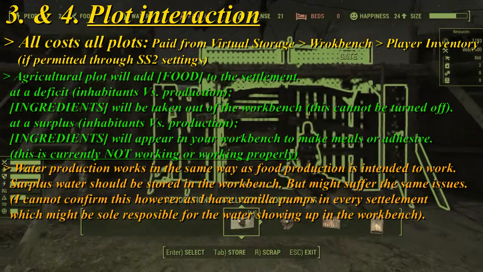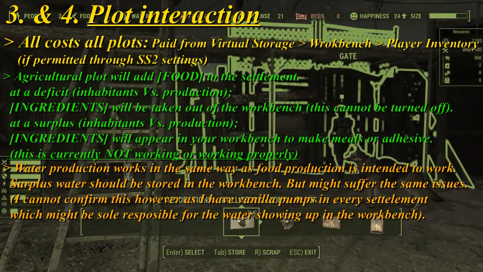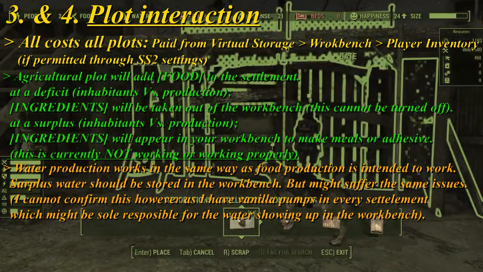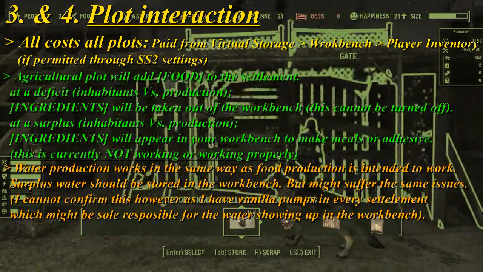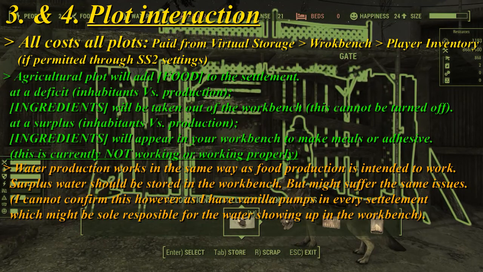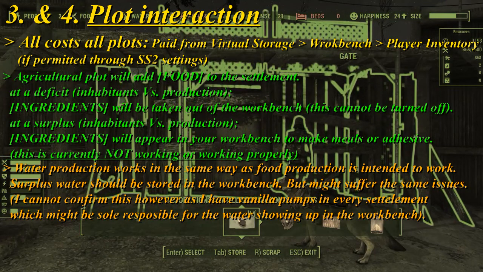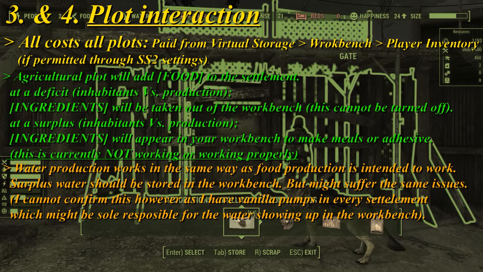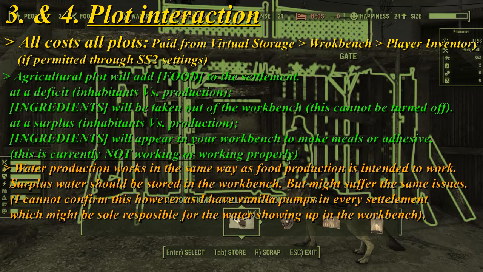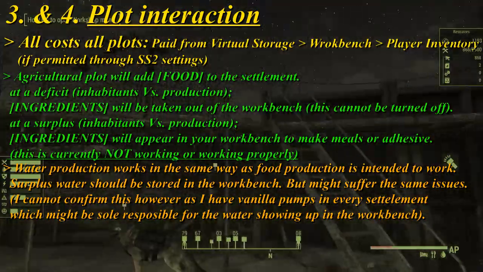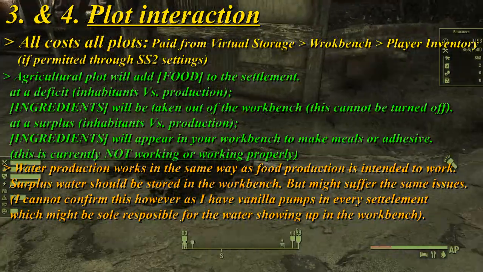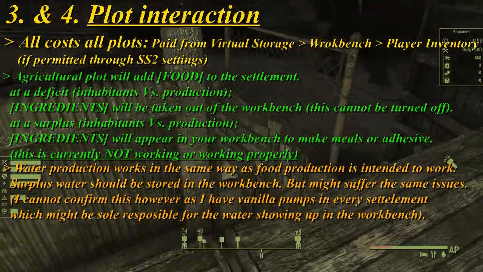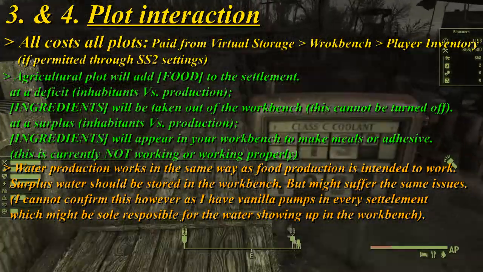What are you trying to achieve? This may change in the future. If I missed anything, please put that in the comments below, but I believe I've covered the difference now very clearly between virtual and workbench storage. Keep that in mind when you're building up your settlements, and you may have to, as I said, very good advice, twiddle with the settings of Sim Settlements 2 at the beginning versus when your settlement is fully growing and you have an abundance of resources flowing.